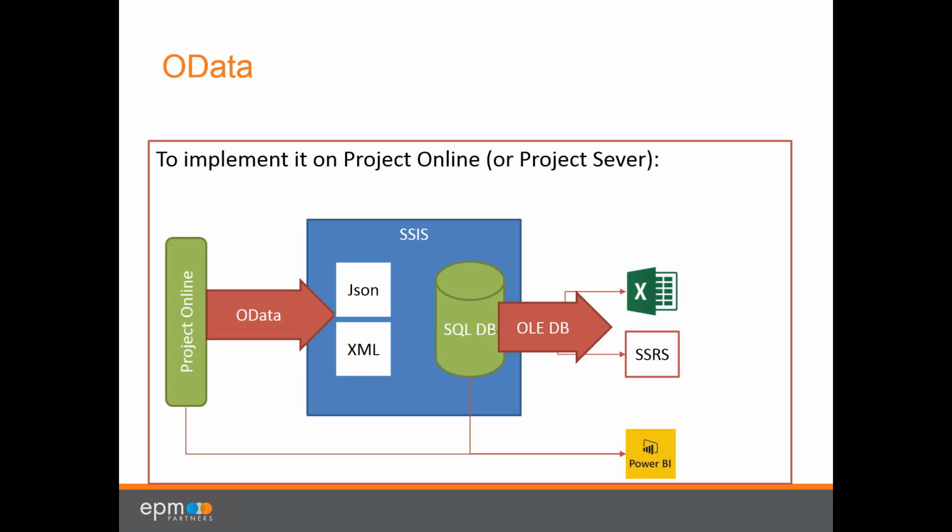You can use an OLEDB connection. You can connect to Excel, SQL Reporting Services, Power BI, whatever is the tool of choice to produce the report, and start your reporting, because now it's a SQL database. So this is the way that Project Online would expose its data to the reporting solution of our choice. It's through an OData feed, and then a way to convert it, and so on.